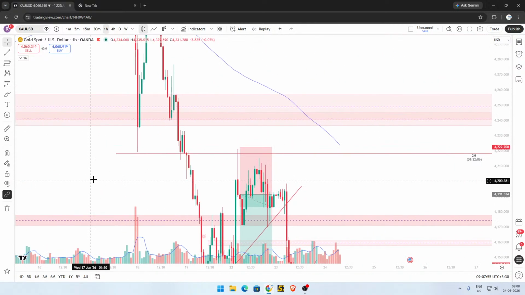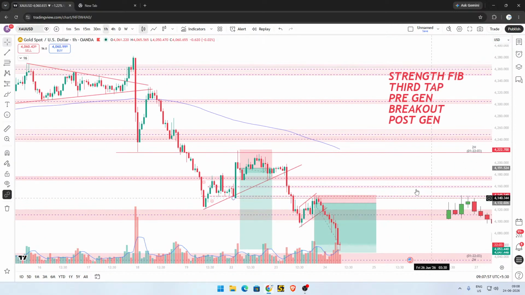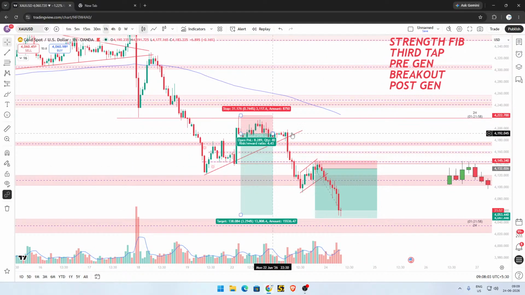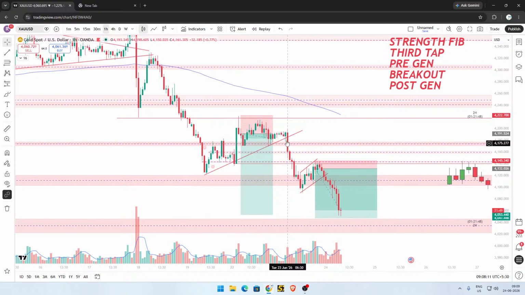So third tap, done. Now comes pre-general setup. So it formed a setup over here, so you are entering early because you are confirmed with the trend direction as well as trend formation, and you are keeping a SL over here so that it doesn't remove you. So pre-gen also done. In pre-gen you can target big, that is the main thing.